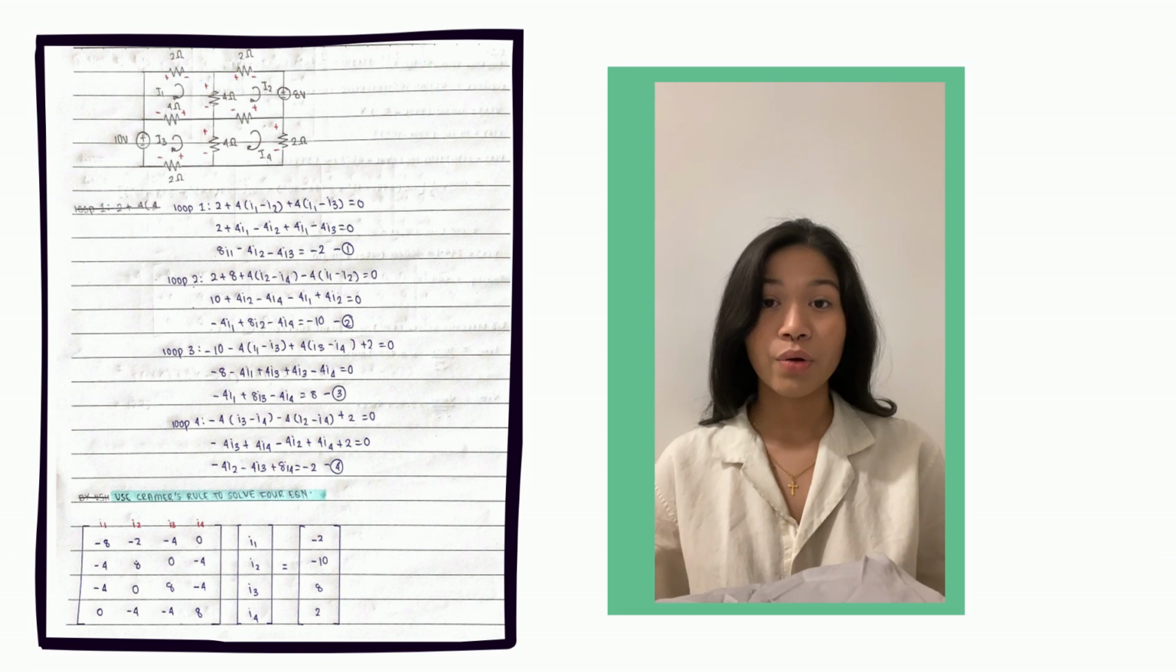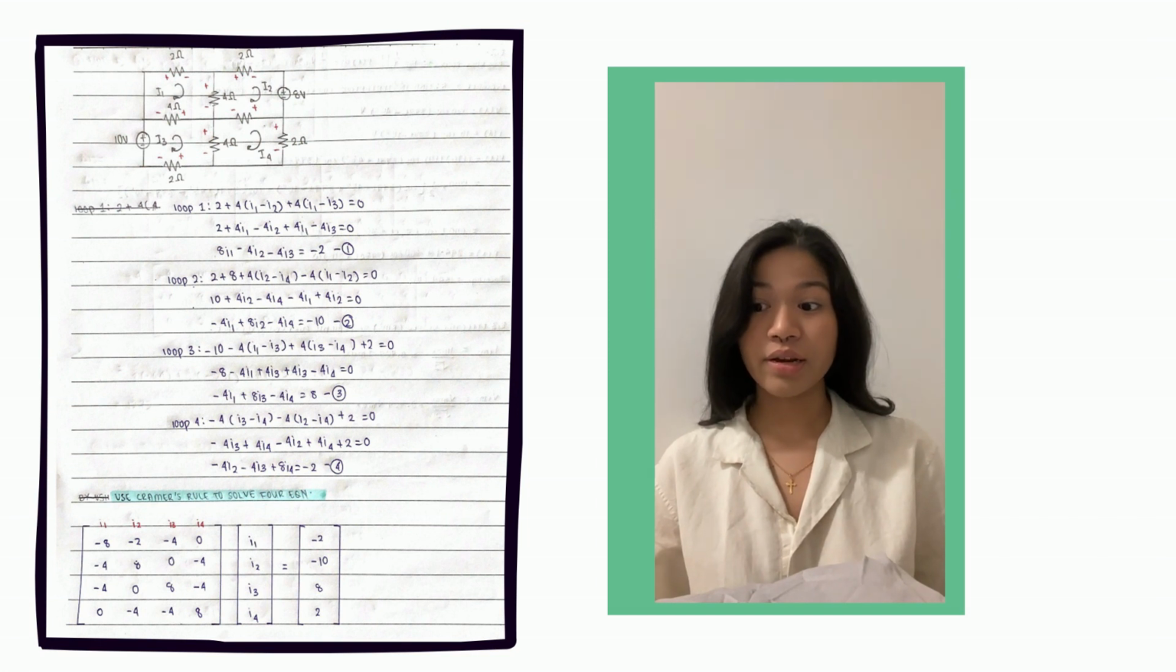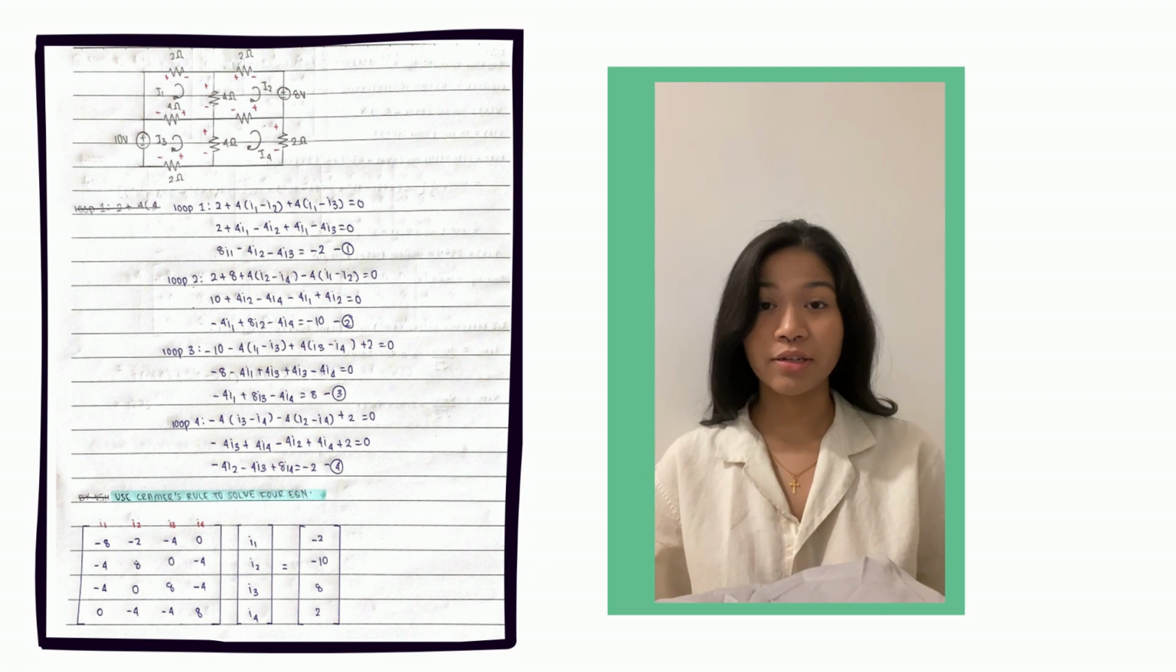From figure 2, we have 4 loops. Using mesh analysis, I've derived 4 equations. The first equation is 8i1 minus 4i2 minus 4i3 equals negative 2. The second equation is negative 4i1 plus 8i2 minus 4i4 equals negative 10. The third equation is negative 4i1 plus 8i3 minus 4i4 equals 8. And lastly, the last equation is negative 4i2 minus 4i3 plus 8i4 equals negative 2.